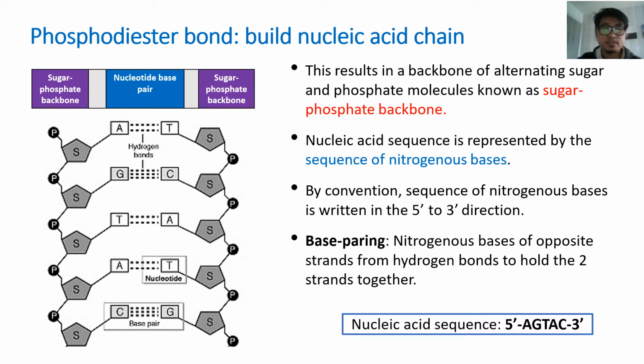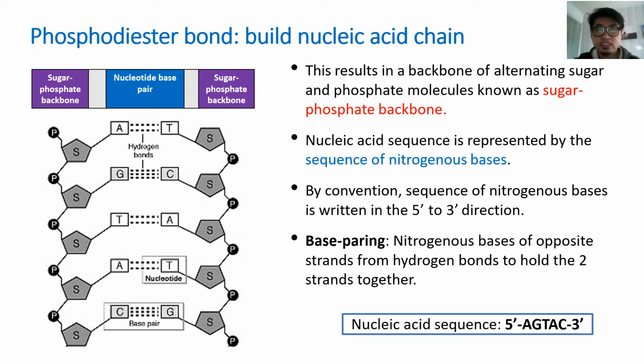In this figure, you can see that the phosphate backbone is very important. It makes the backbone of the strand. From the left side, you can see this is one strand, then the other one on the right side is the second strand. The nucleic acid sequence is represented by the sequence of nitrogenous bases.